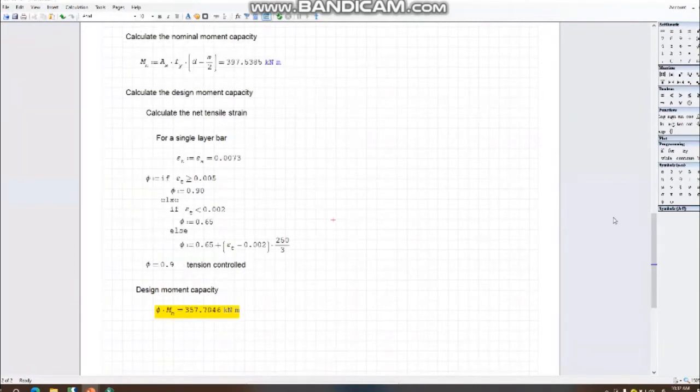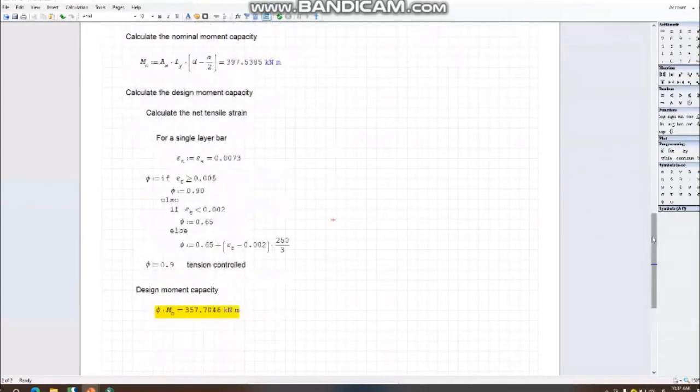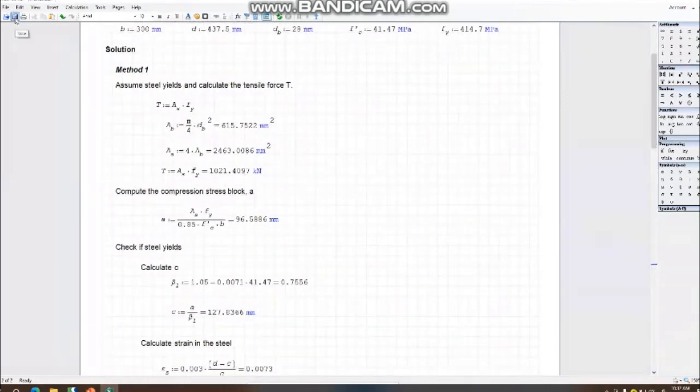Okay, so this is method 1. Then we are to solve this one using method 2. Solve natin using method 2. Okay, so the same ko muna ni, and we'll call this one as method 1.